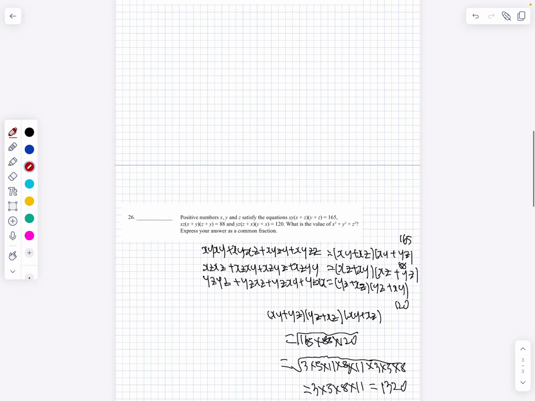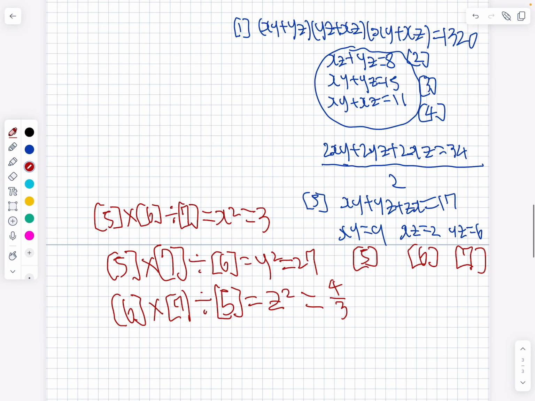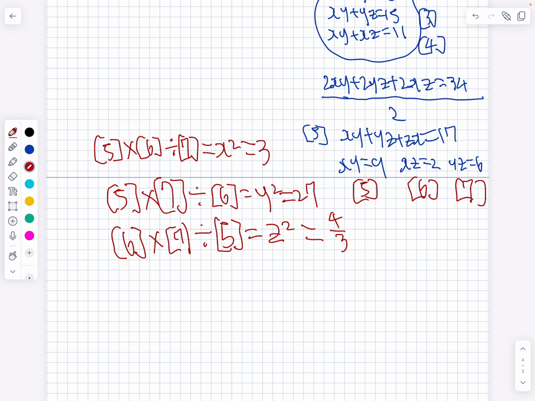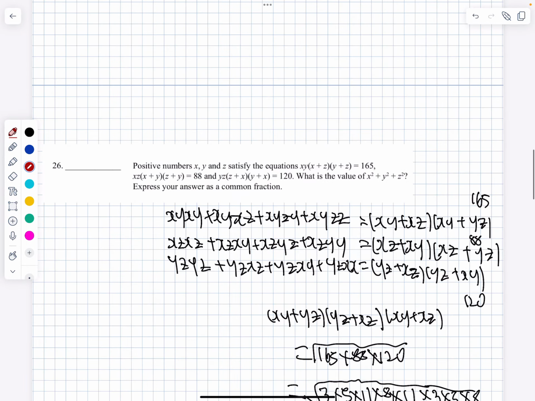Now the question asked for the value of x squared plus y squared plus z squared. If we add each of them, it's 3 plus 27 plus 4 over 3, which equals 94 over 3. Therefore, the value of x squared plus y squared plus z squared equals 94 over 3.